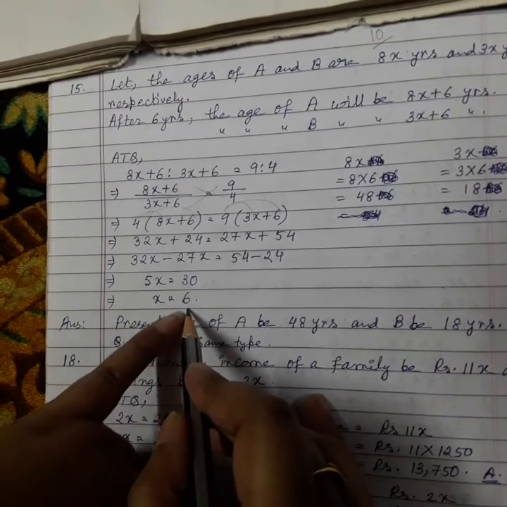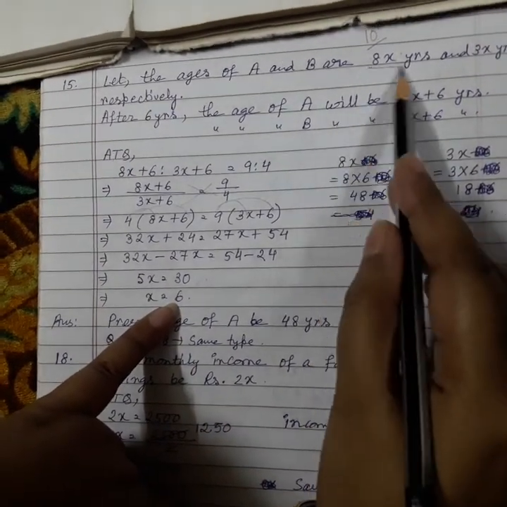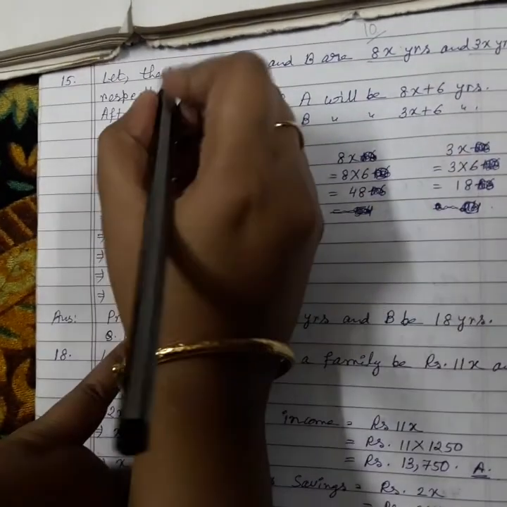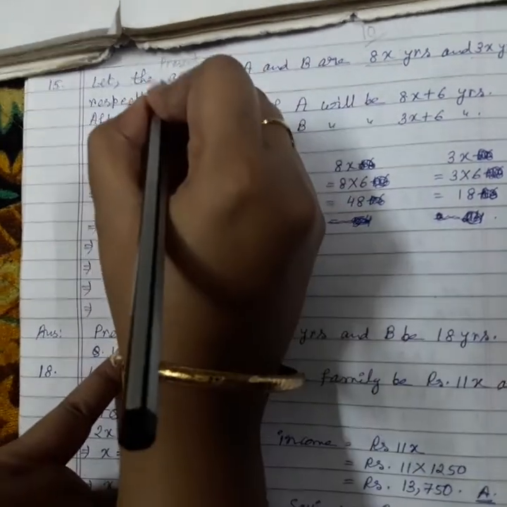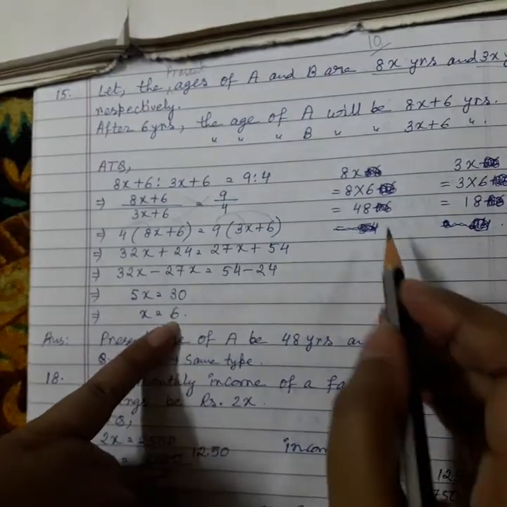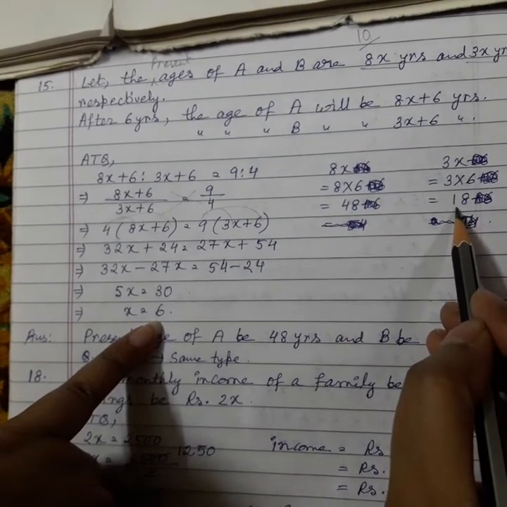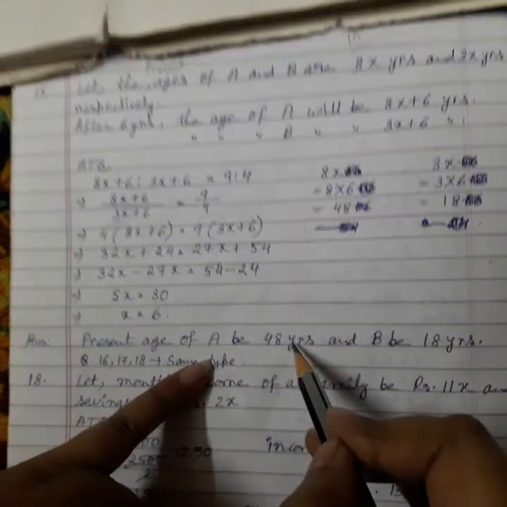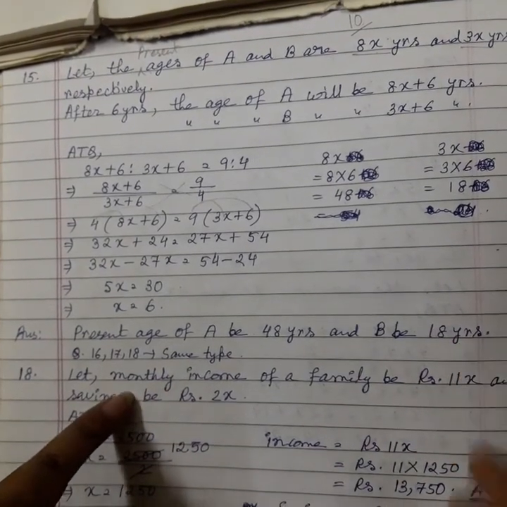So after getting x, we have to find the present ages. So that means 8x and 3x. Here the present ages you can write, let the present ages. Okay. So after getting x, you have to put in 8x. So it's coming 48 and in 3x, so it's coming 18. That means present age of A will be 48 years and B will be 18 years.